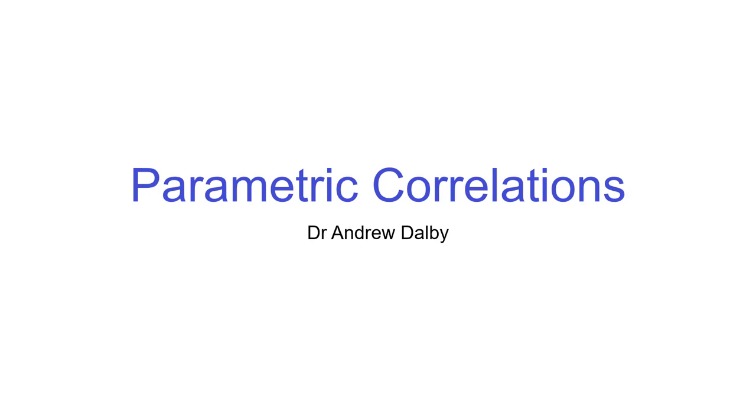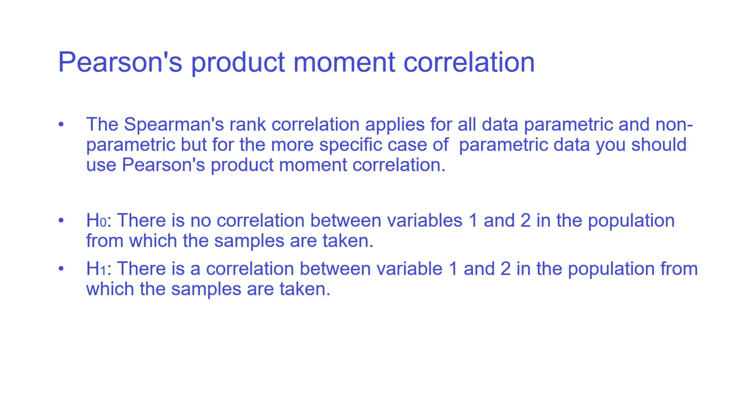But if you think that your data would be normally distributed if you sampled correctly, then you can use the parametric version. So Spearman's applies to all data, parametric and non-parametric, but if you think your data is going to be parametric, then you can use Pearson's product moment correlation.